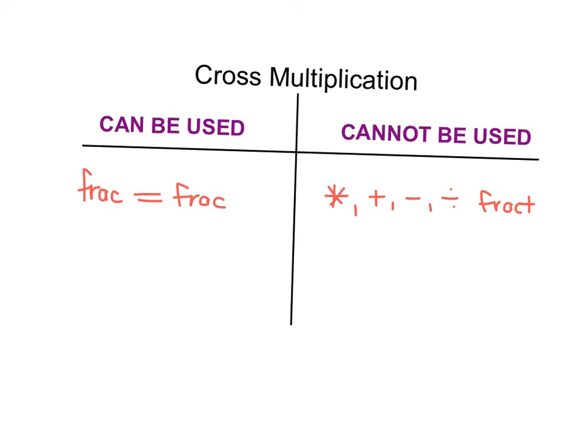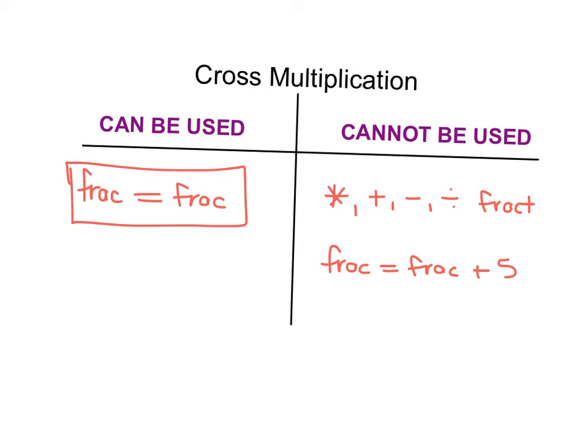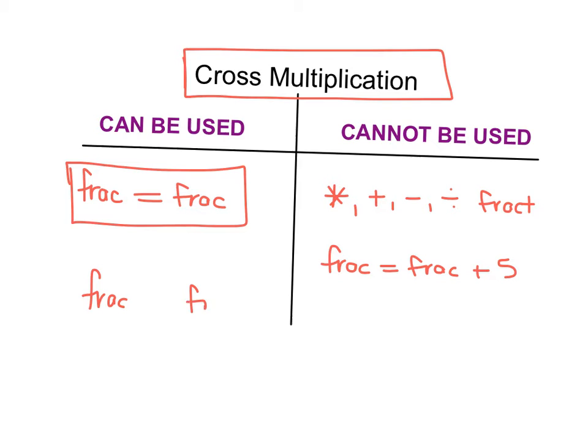It also can't be used if you have something like fraction equals fraction plus 5. It has to just be a fraction is equal to a fraction. So this cross multiplication strategy is a very specific strategy that only works in a very specific case. It cannot be used in anything other than fraction equals fraction. If you don't see a fraction on one side and a fraction on the other and a single equal sign in the middle, you cannot use this particular strategy.